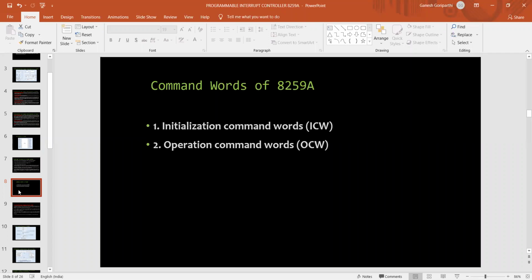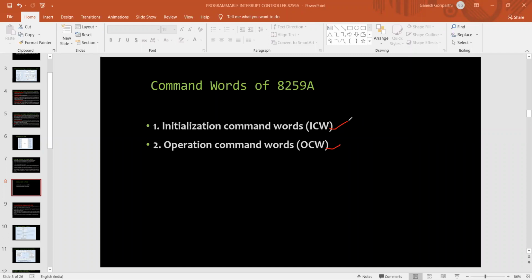One is the initialization command word, and the second one is the operational command word. What are these two? Why do we have two command words for a single interfacing device? Generally, we will have only a single command word which decides the different operations that take place within the interfacing device. But here we have two different command words.